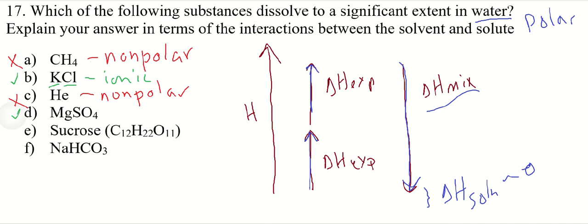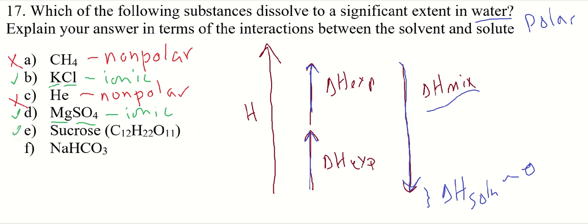And then this is also an ionic compound, and our solubility rules say that sulfates are generally soluble. Magnesium is not an exception, so this is ionic. So the interactions between the solvent and solute are going to interact significantly to make this delta H of mixing significantly exothermic, enough to make this soluble.